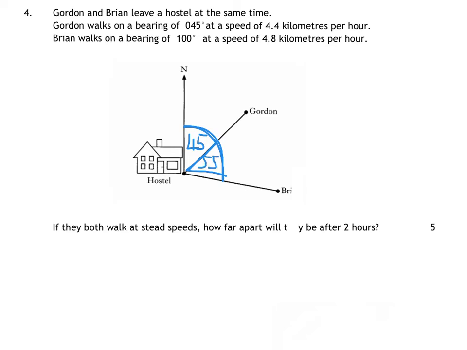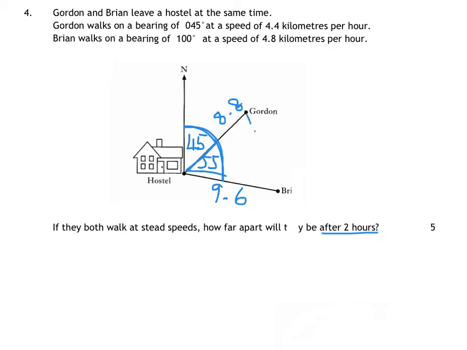It then says they walk at 4.4 kilometres per hour and 4.8 kilometres per hour. We want to know how far apart they'll be after 2 hours. So your distance is your speed times time. So we're basically going to times both their speeds by 2. So Gordon's distance is 4.4 doubled, which is 8.8. And 4.8 doubled is 9.6.